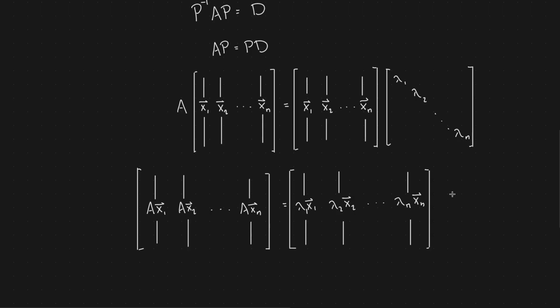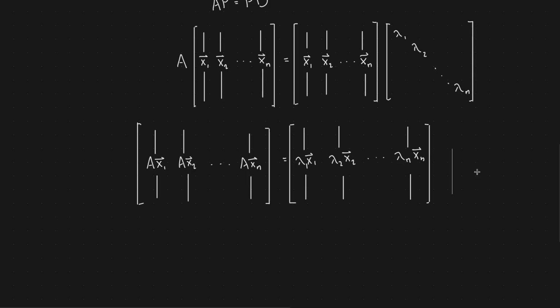Okay? All right, now we're almost done, because this tells us something really interesting. Because these two matrices are equal, the corresponding columns in the two matrices are equal. So the first column in the matrix on the left must equal the first column of the matrix on the right. The second column in the matrix on the left must equal the second column of the matrix on the right, and so on.